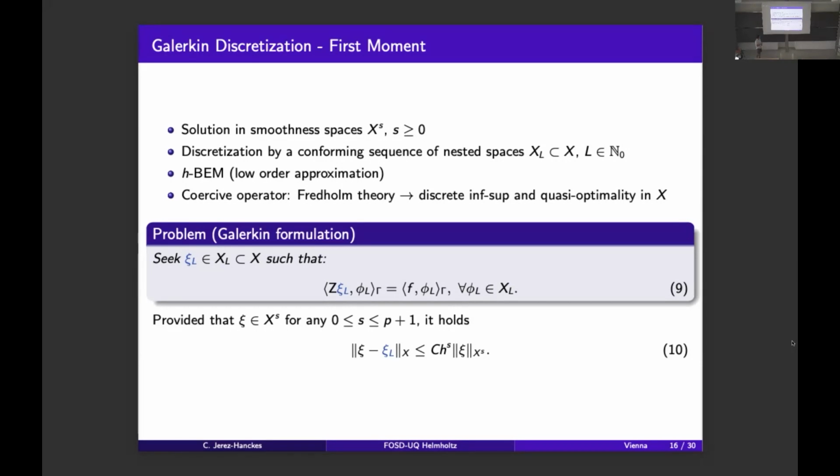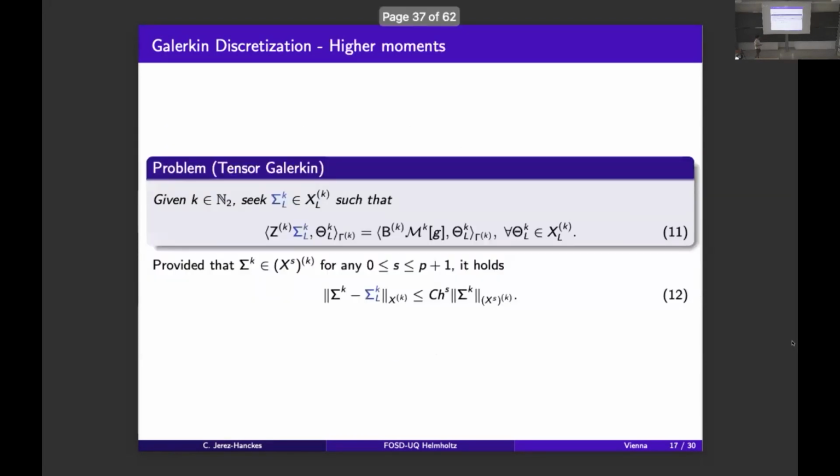And then you can show that if the solution is sufficiently smooth, then you will get a convergence rate of h to the s, for s smaller than p plus 1, where p is the degree of approximation. Of course, I should have put it here. But we're talking about basically zero order, first order. We're not going further than that, but this is the standard bound.